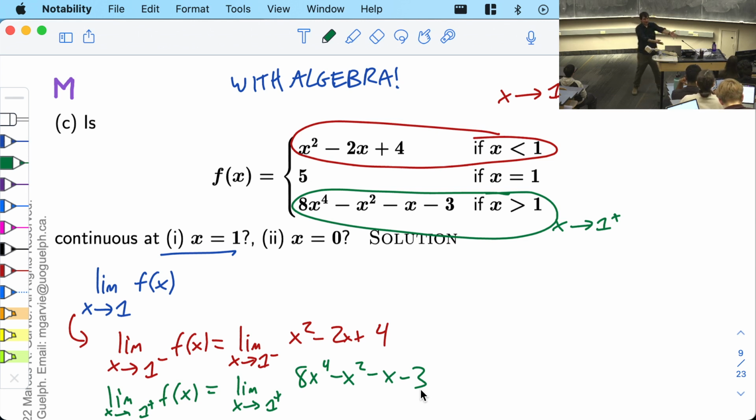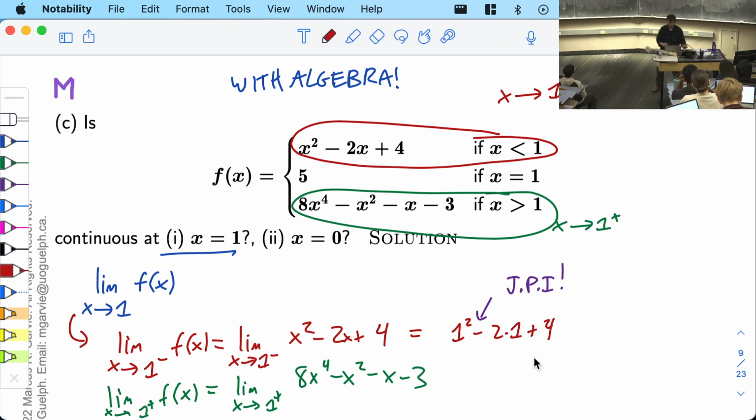How are we going to solve these limits? Well, fortunately for us, these limits are both just plug-inable, just plug in, right? They're both polynomials, something with x squared, something with x to the 4. We can just plug in. And when you plug in, you get the answers. This one is 1 squared minus 2 times 1 plus 4, plugging in x equals 1. 1 minus 2 plus 4 is 3. 3, OK.